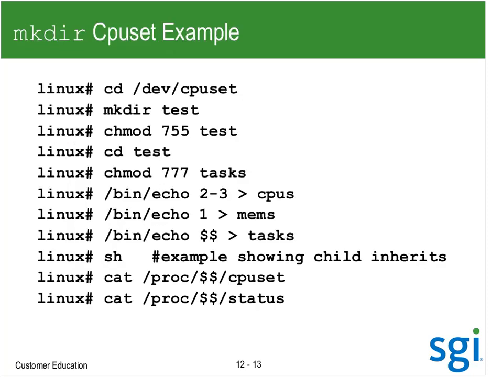Moving on, this is the way Torque and Moab are doing it. They're going to do a mkdir, set permissions. They cd'd into it, set permissions again. And then we echoed the CPUs there, echoed the sockets, and then echoed the PID that we want in that cpuset. Now, you have to be a little careful.